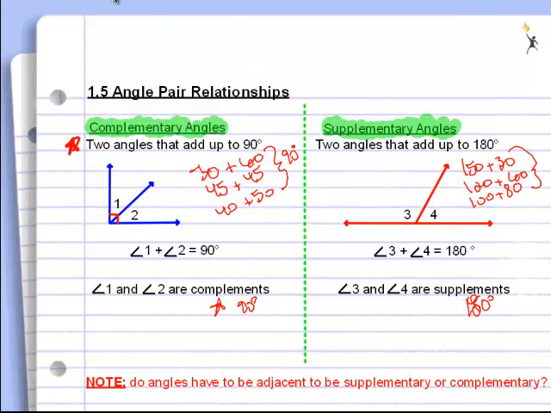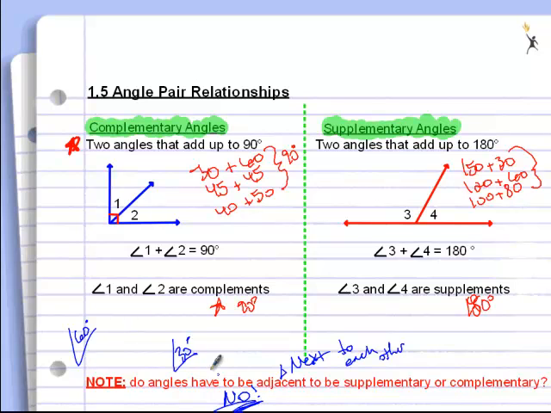Do angles have to be adjacent, meaning do they have to be right next to each other? The word adjacent means next to each other. Do they have to be adjacent to be supplementary or complementary? If I have an angle over here that is 60 degrees and an angle over here that's 30 degrees, can those two be complementary? And the answer is yes. They do not have to be adjacent. No, they don't have to be adjacent.